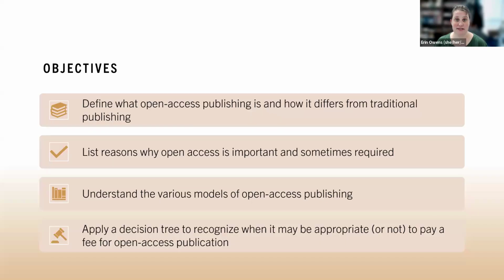A few of my objectives for this session: to define what open access publishing is and how it differs from traditional publishing, to list some reasons why open access is important and sometimes required, to understand the various models of open access publishing, and to apply a decision tree to recognize when it may be appropriate or not to pay a fee for open access publication. So let's get started.